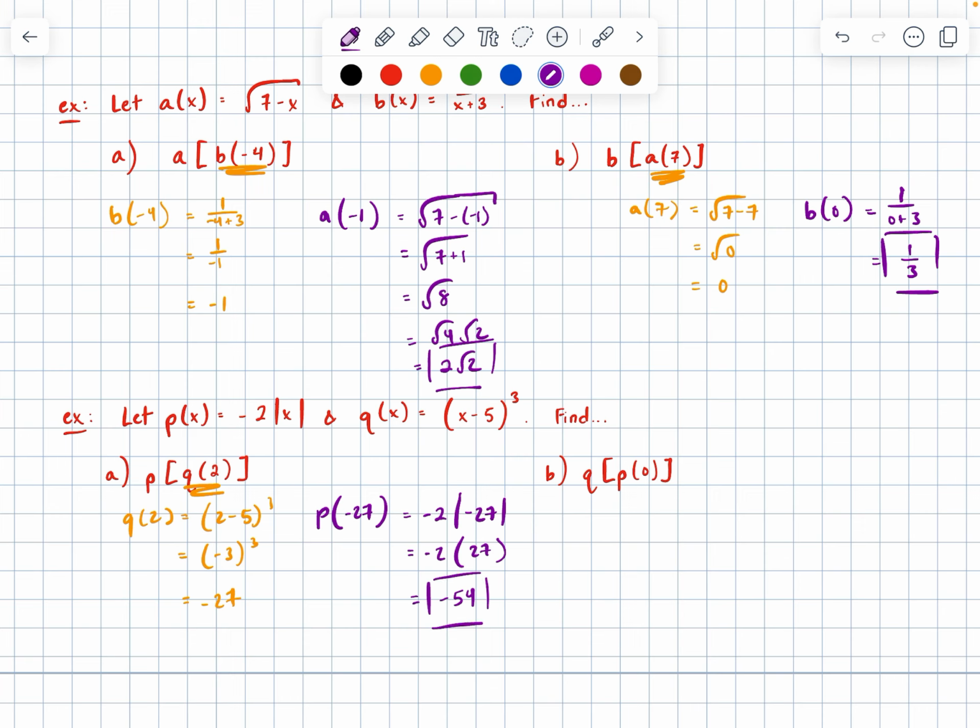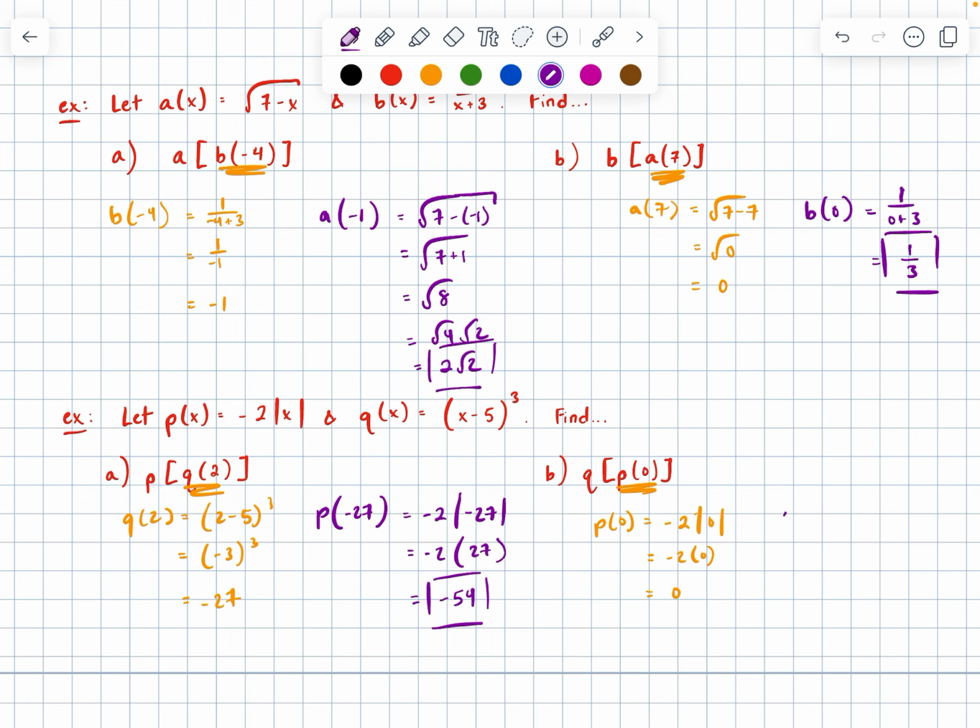For q of p of 0, again, working inside out, I'm going to start by finding p of 0. Well, p of 0 would be negative 2 times the absolute value of 0. The absolute value of 0 is 0, and negative 2 times 0, unsurprisingly, is 0.